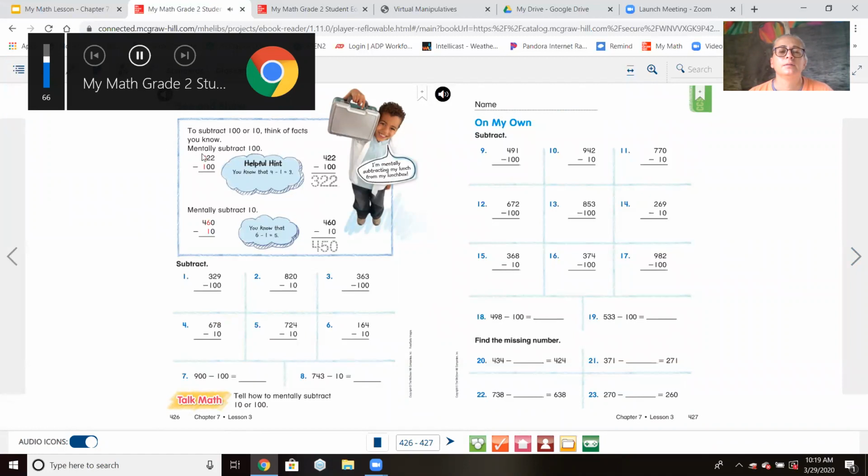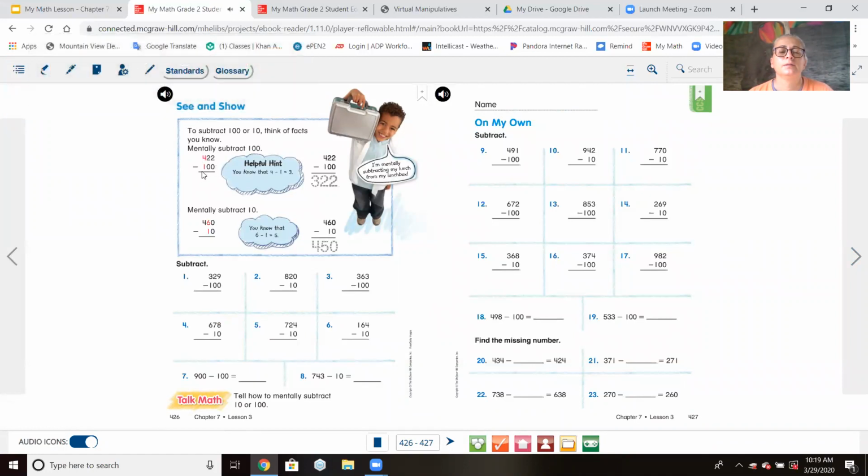Mentally subtract 100. 422 minus 100 equals blank. Helpful hint. You know that 4 minus 1 equals 3. 422 minus 100 equals 322. Mentally subtract 10. 460 minus 10 equals blank. You know that 6 minus 1 equals 5. 460 minus 10 equals 450. For numbers 1 through 8, subtract. Talk math. Tell how to mentally subtract 10 or 100.